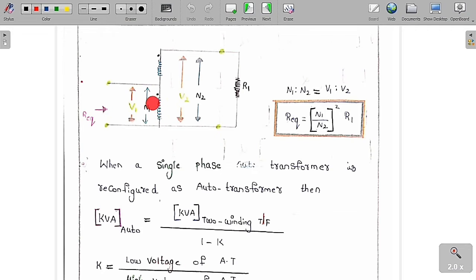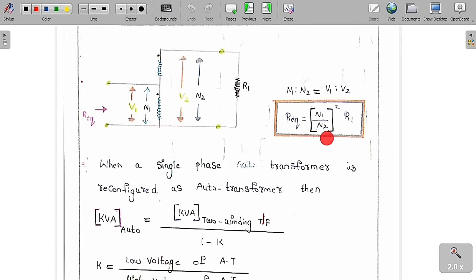Suppose the voltage of this coil is V1 with N1 turns, and the overall voltage across the terminal is V2 with overall turns N2. Then I am going to keep a resistor R1 here. Then what is the equivalent resistance across this terminal? N1 by N2 is equal to V1 by V2.